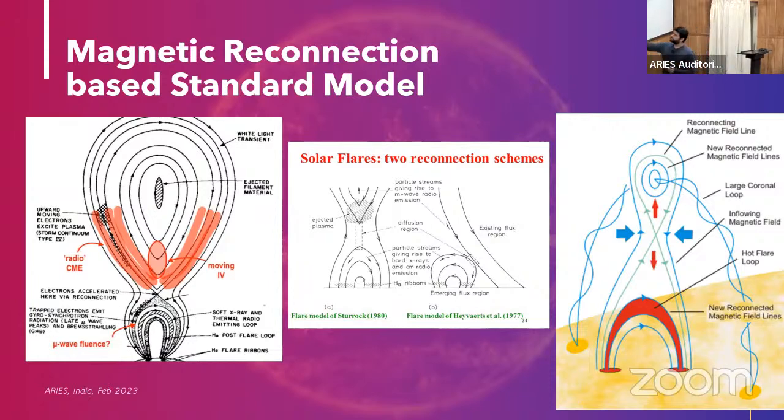While there are particles which travel along these field lines and go out along the open magnetic field lines, and in the process they can emit through various types of plasma processes, also gyrosynchrotron emission. So there are lots of emission mechanisms which can happen. But primarily the electrons are tied to these magnetic fields, and when these magnetic fields evolve, they emit in various ways.